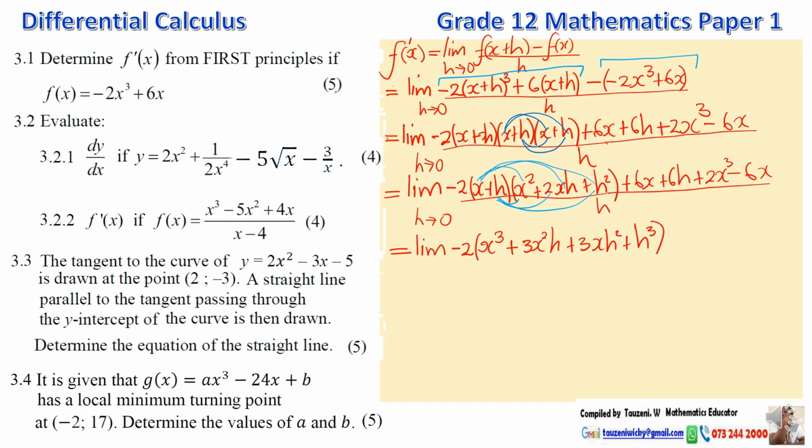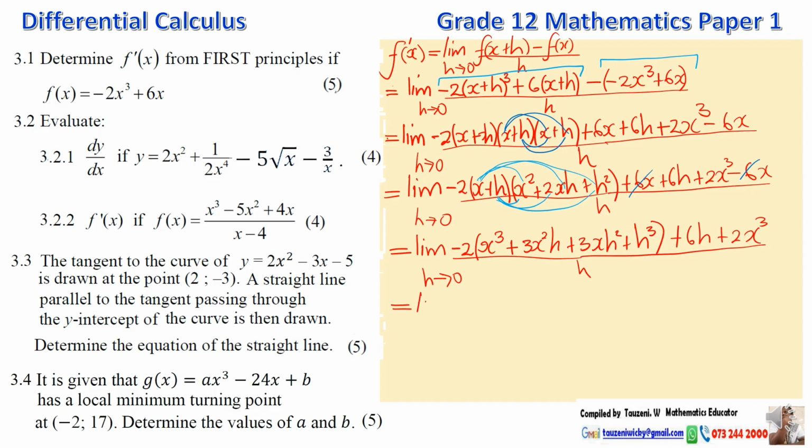Then these other terms, I am able to notice from these expressions that I can actually get 6x minus 6x, that is equal to 0. So those two subtract each other to give you 0. Then I'm left with plus 6h plus 2x cubed. This is all divided by h as h approaches 0. Then after that, I can now multiply by negative 2.